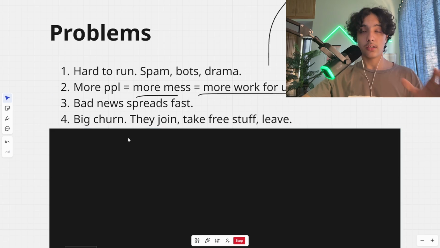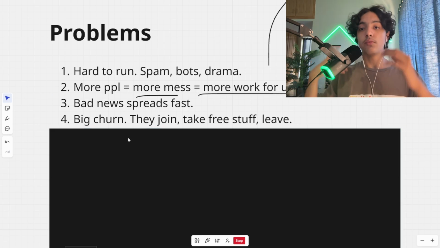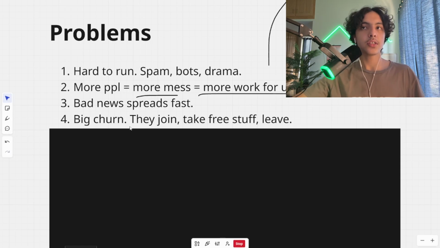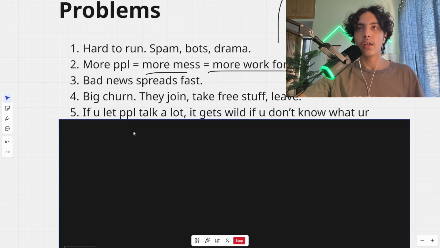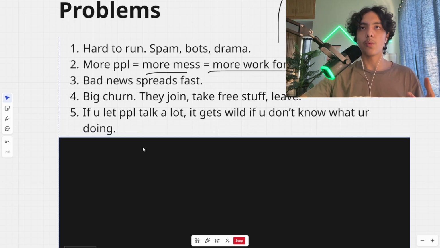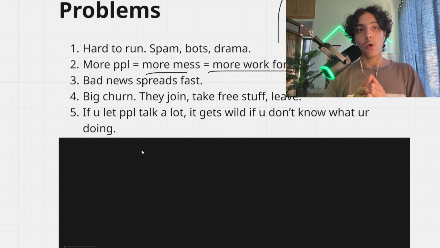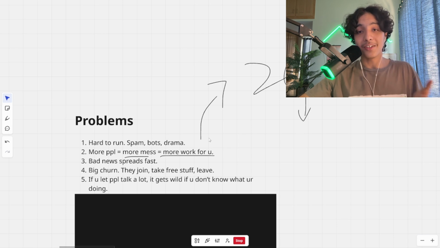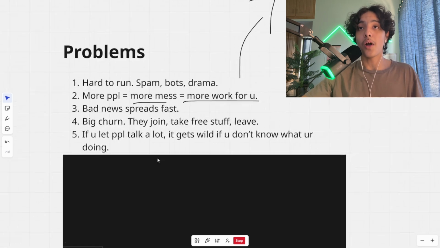Number 4, there's a ton of churn. They join, they take the free stuff, and then they instantly leave, basically right away, because they're freebie seekers. They came here for free stuff, so they're just going to take it and leave. Why would they care about you? And if you let people talk a lot, it will get very wild if you don't know what you're doing, which 90% of people don't when they're starting a free community. So, again, it comes to the same point. If there are 2,000 people online in a chat, they're going to get up to some wild stuff.